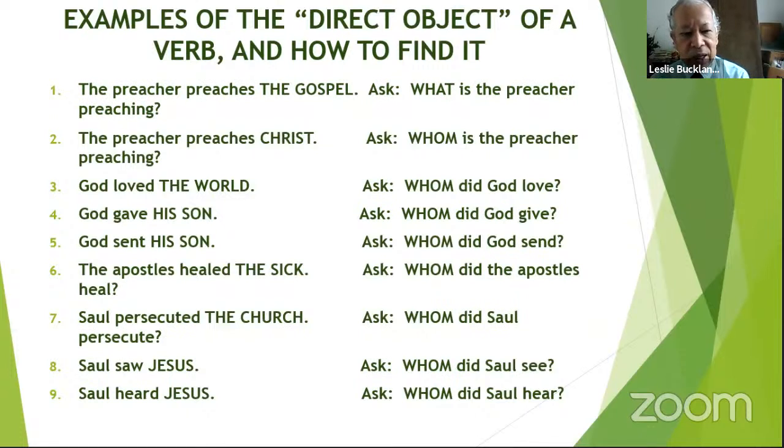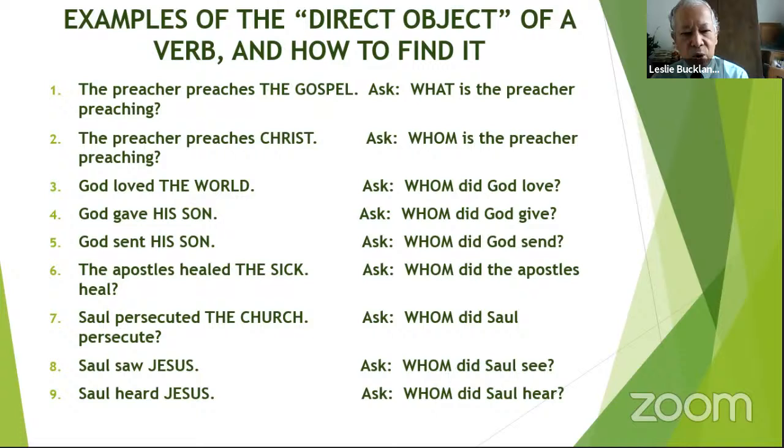So I'm using it in that original sense, referring to people who have been saved, referring to Christians who come together. Saul persecuted the church. So you ask the verb persecuted, whom? Because the meaning of the church here is referring to a group of people whom Jesus has saved. So I'm dealing with people. Whom did Saul persecute? The answer gives you the direct object.